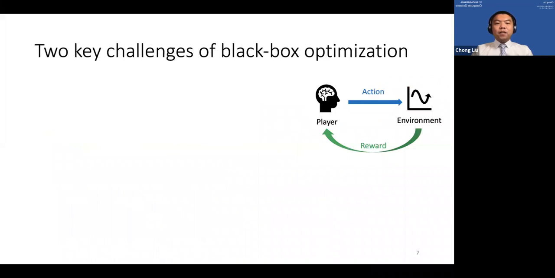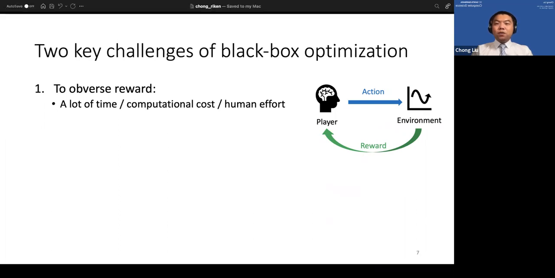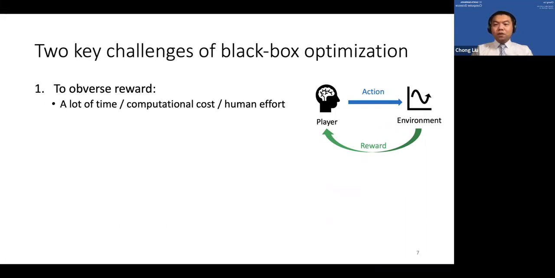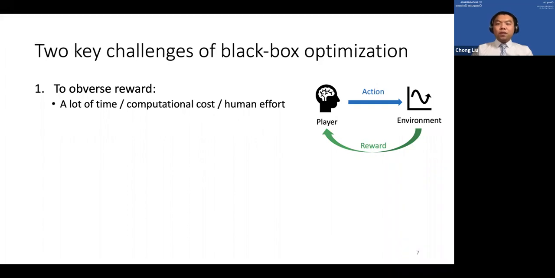And there are 2 key challenges of the black box optimization. The first challenge is that to observe the rewards, it usually involves a lot of time, computational cost, or human effort. For example, in the making-coffee example, I need to physically make the coffee by myself every day. And in the hyperparameter tuning example, it takes about 14 days for one ImageNet 1K training.